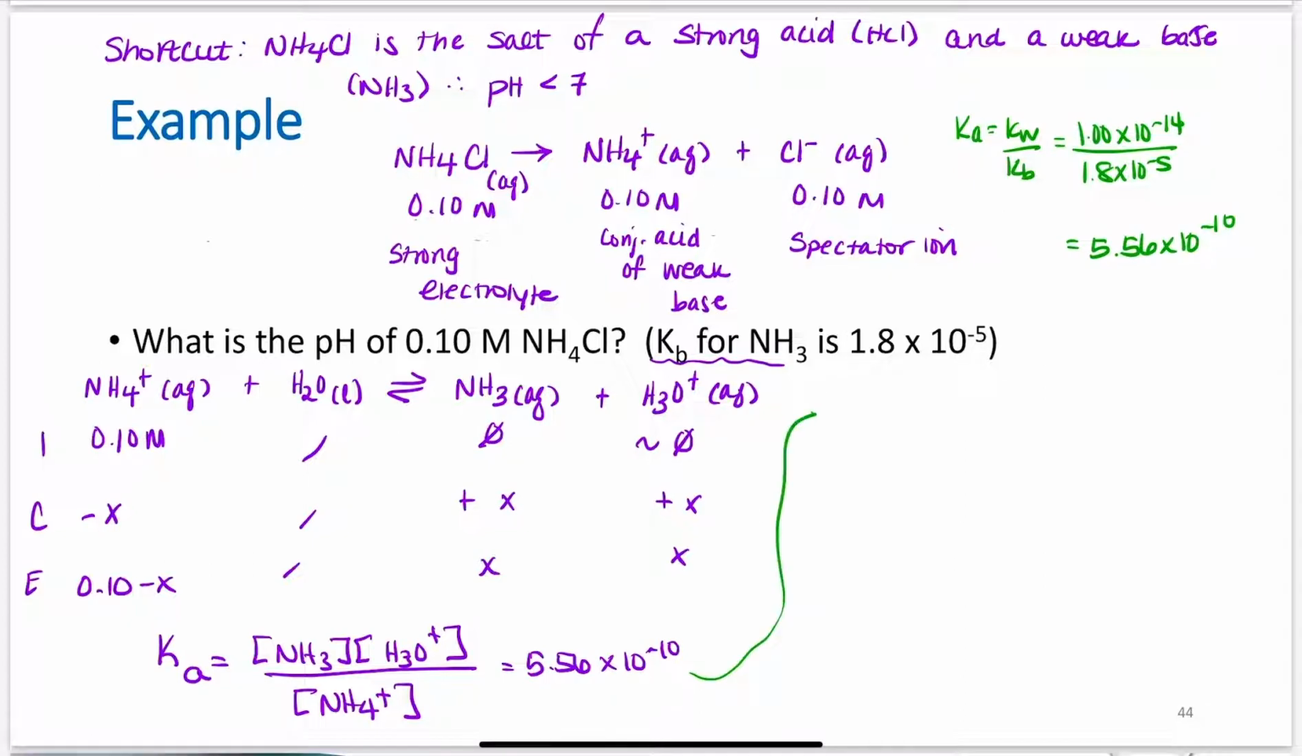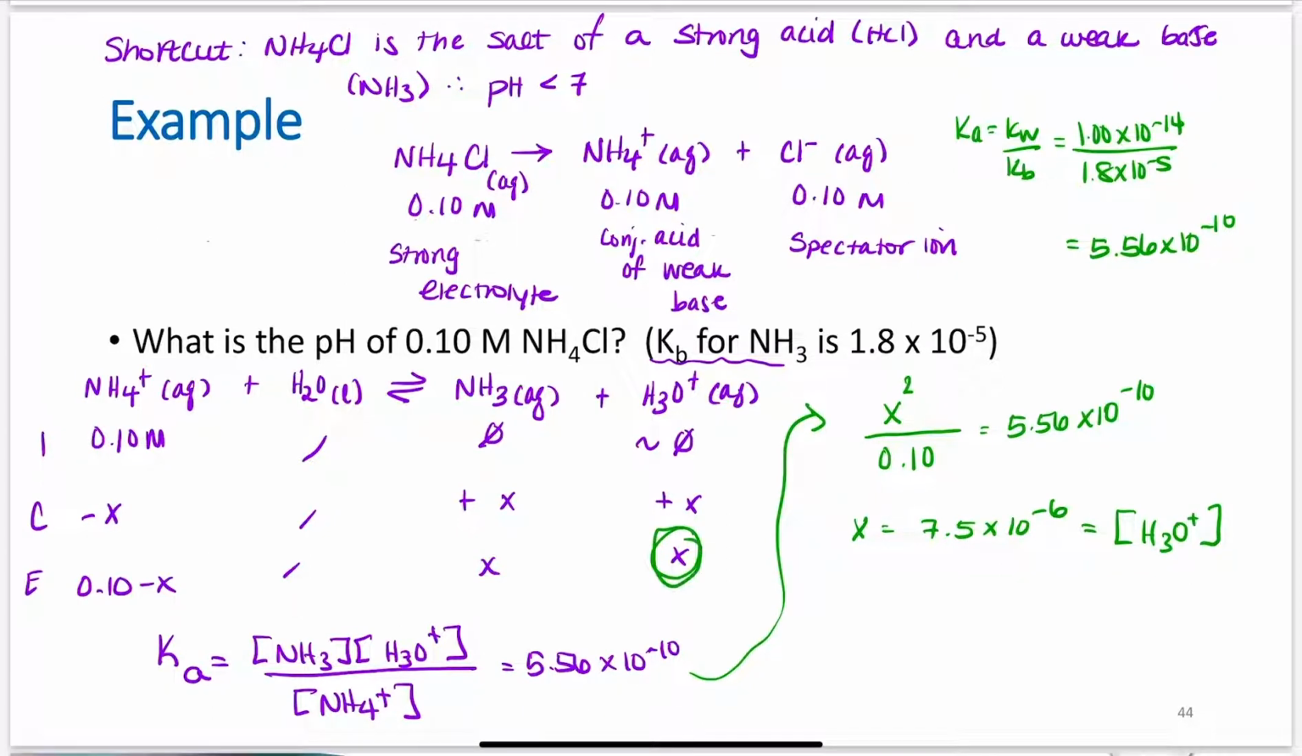I'm going to go ahead and move this up here and plug in what we know. My ammonia and hydronium ions are both being represented by x at equilibrium. So I've got x squared divided by 0.10. Again, I'm going to ignore that minus x. I'm going to assume my Ka value is really small, so I should be able to assume that x is really small compared to that 0.1. This equals 5.56 times 10 to the minus 10. Solve for x, and I get 7.5 times 10 to the minus 6th. And this time, this equals my hydronium concentration, because x represents the concentration of this species at equilibrium.